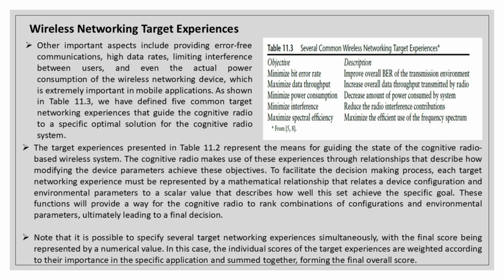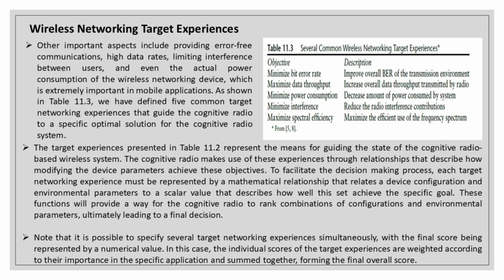As shown in Table 11.3, we have defined 5 common target networking experiences that guide the cognitive radio to a specific optimal solution for the cognitive radio system. The target experiences presented in Table 11.3 represent the means for guiding the state of the cognitive radio-based wireless system. The cognitive radio makes use of these experiences through relationships that describe how modifying the device parameters achieve these objectives.